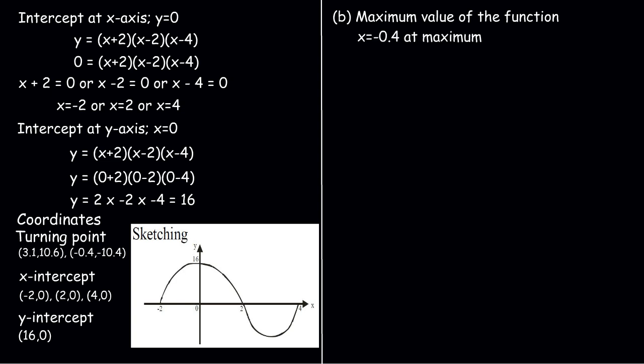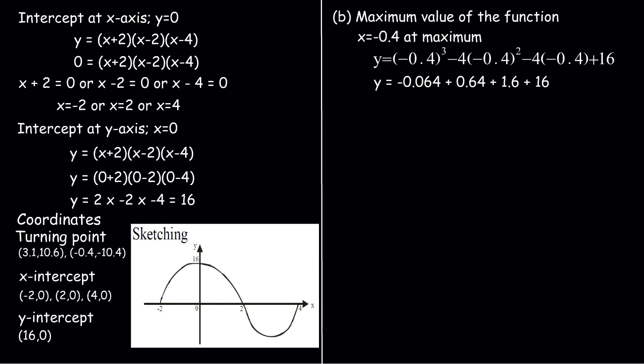When s is equal to minus 0.4, y will be equal to (minus 0.4) cubed minus 4 times (minus 0.4) squared minus 4 times (minus 0.4) plus 16, which will break down to y equals minus 0.064 minus 0.64 plus 1.6 plus 16, which will also break down to y equals 17.6 minus 0.704, and y will be equal to 16.896, approximately 17.